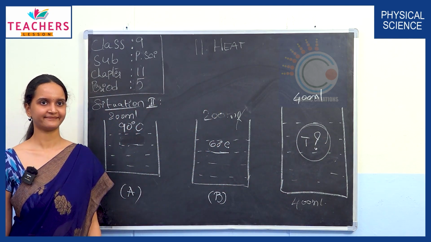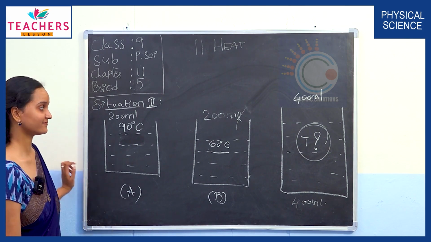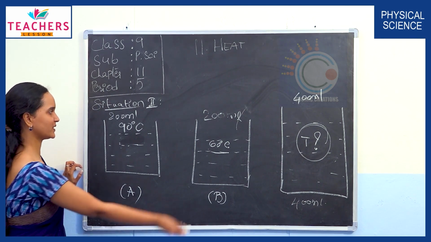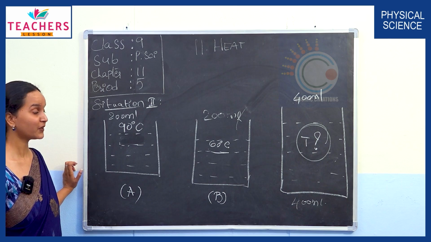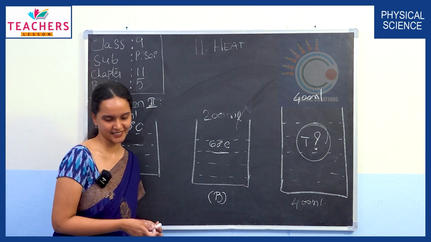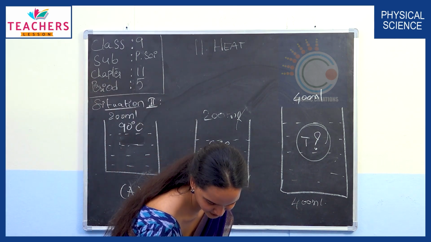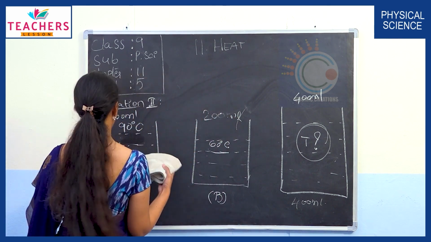Maybe, I think so, average temperature. So yes, correct. Somewhere between 60 and 90, average temperature. Wonderful, very good, correct. Now let me change this scenario once again then.